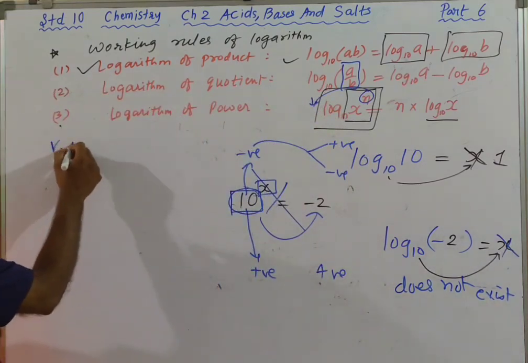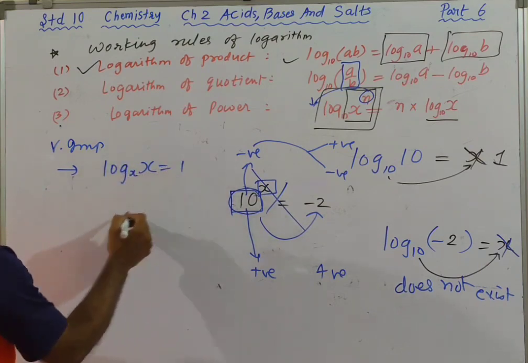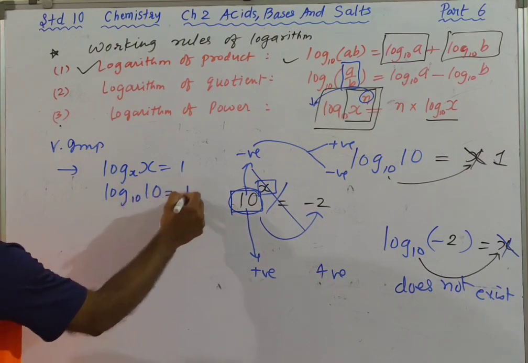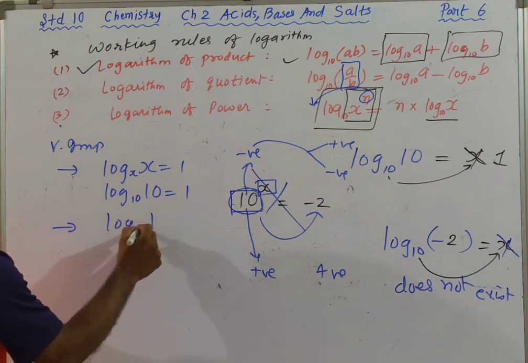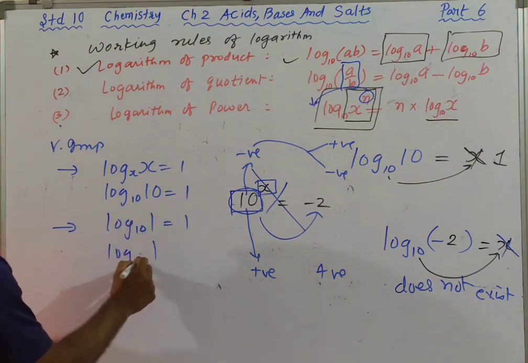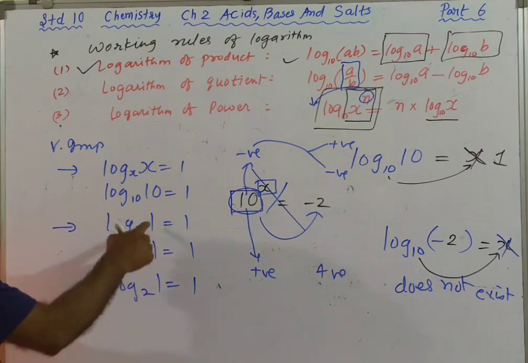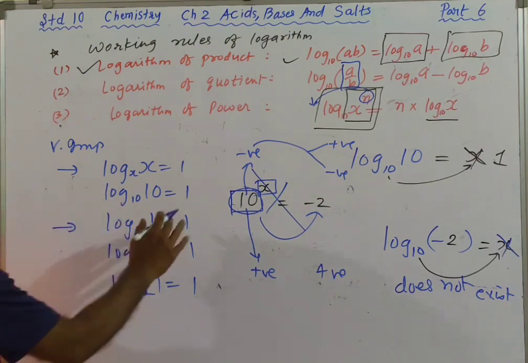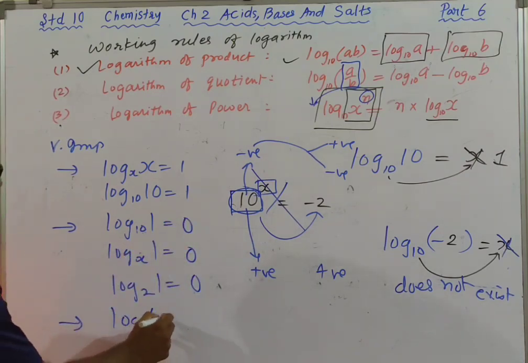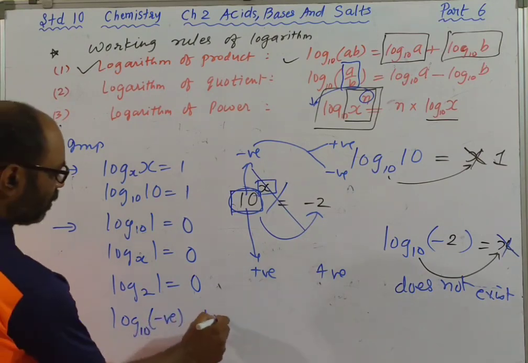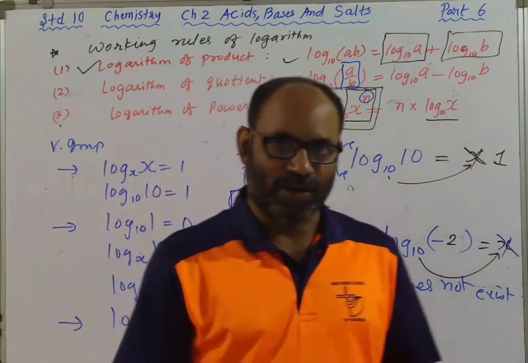Here are some very important things you have to remember. Number 1, log of x to the base x is equal to 1. Log of 10 to the base 10 is equal to 1. Log of any number to the same base is 1. Log of 1 to any permissible base is always 0. Log of 1 is always 0. And log of any negative number to any base does not exist. Is that clear to you, children? So here we completed logarithm.